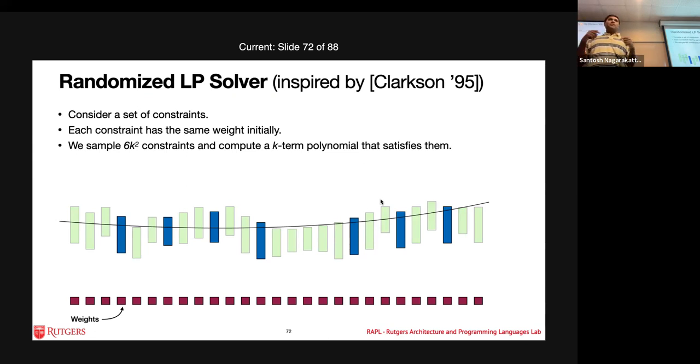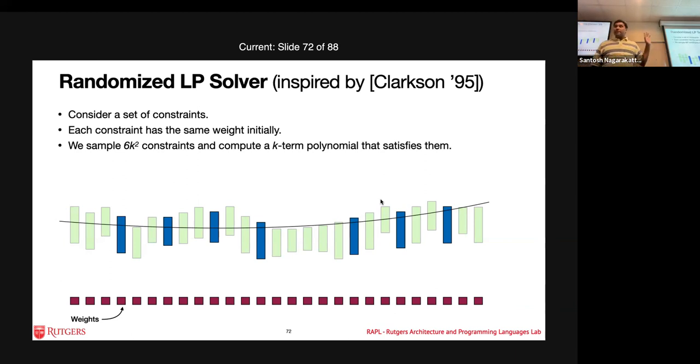So if the degree is K minus 1, you have K terms. We would sample 6K squared constraints. Typically our degrees are 5, so it's 150 constraints. That's what we are sampling. Then we solve the sample, and modern solvers can quickly solve 150 constraints. And why is this 6K squared? This comes from the bounds that we want to have on the number of iterations, from the constraint sampling lemma. So we sample 6K squared constraints.